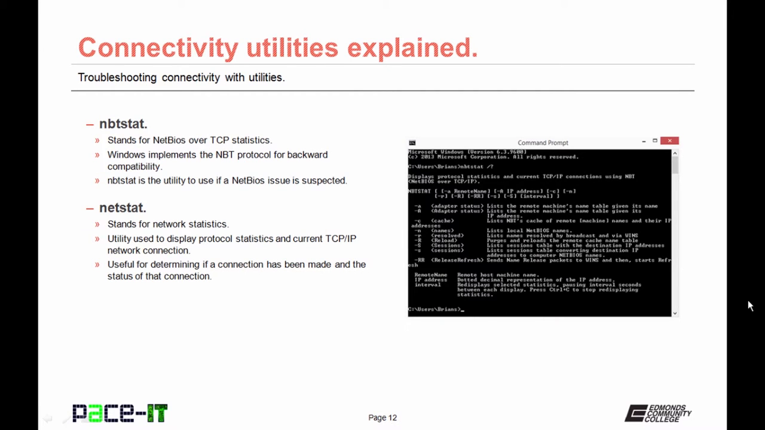Next up is NBTSTAT, which stands for NetBIOS over TCP Statistics. Windows implements the NBT protocol for backwards compatibility. As a result, the NBTSTAT utility is used if a NetBIOS issue is suspected. Then there's NETSTAT, which stands for Network Statistics. It's a utility that is used to display protocol statistics and current TCP/IP network connections. It's useful for determining if a connection has been made and the status of that connection.